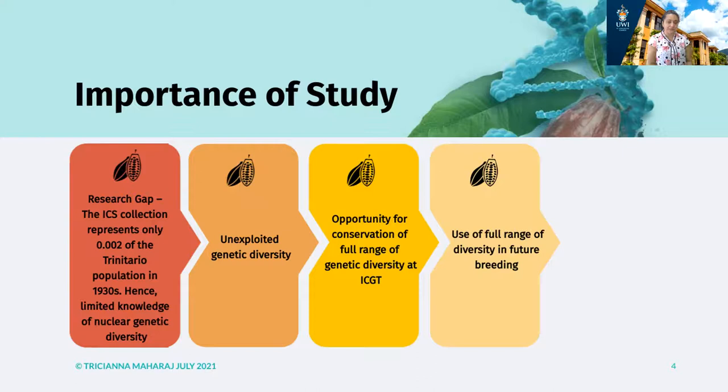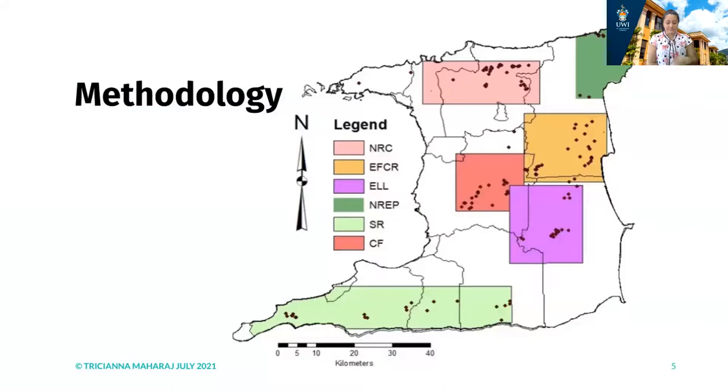The collection and conservation of Trinitario will also provide a wider gene pool for plant breeders. So with regards to the methodology, a total of 170 farms were visited throughout the island. On farms, usually 5 to 7 old trees that had phenotypically different parts were sampled. This amounted to 876 samples across 170 farms. This map shows the sampling locations and also the sampling locations with respect to the different agroecological zones. The different zones are the NRC, Northern Range Central, NREP, Northern Range Eastern Peninsula, CF, Central Flank, EFCR, Eastern Flank Central Range, ELL, Eastern Lowlands, and SR, Southern Range.